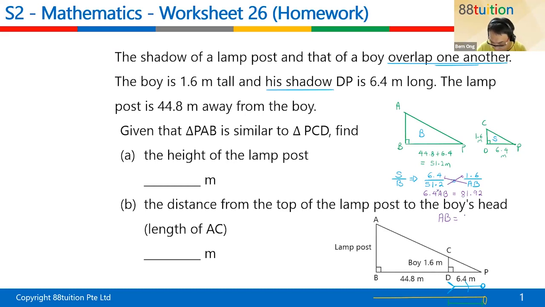Down here is the times. Times you bring across is a divide. 81.92 divided by 6.4. Press your calculator, just press divide by 6.4 because your 81.92 is already in your calculator. Such a beautiful answer, 12.8. 12.8 meters, that is the height of the lamppost.